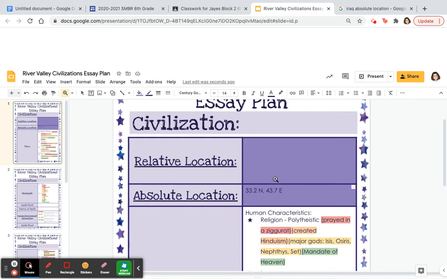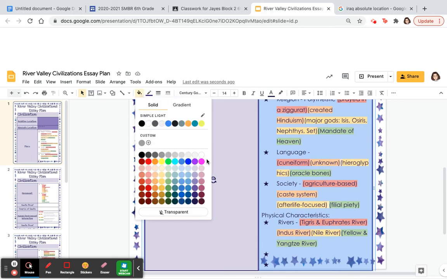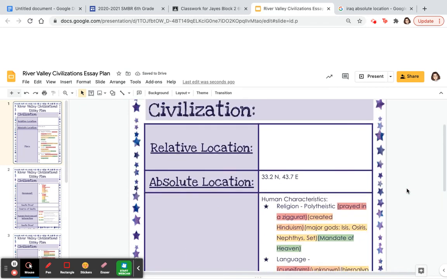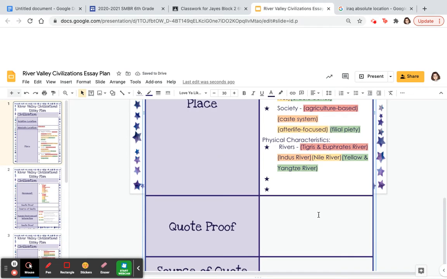I'll zoom in so you guys can see a little better. Give me one sec. So this is our Mesopotamia. I'm going to highlight everything Mesopotamia in red.